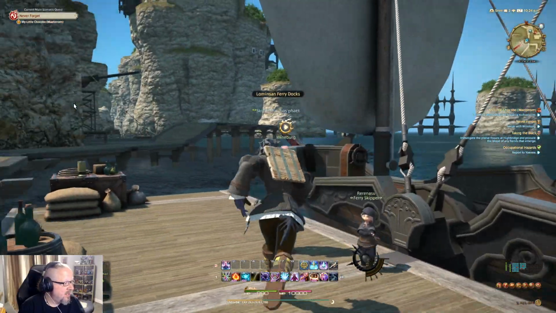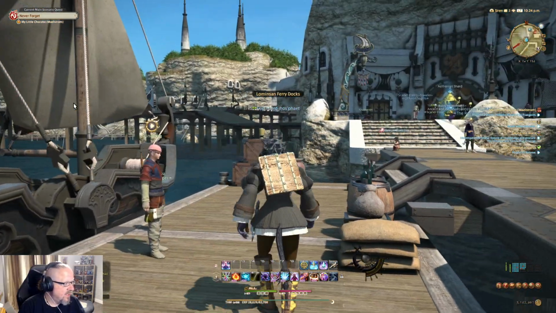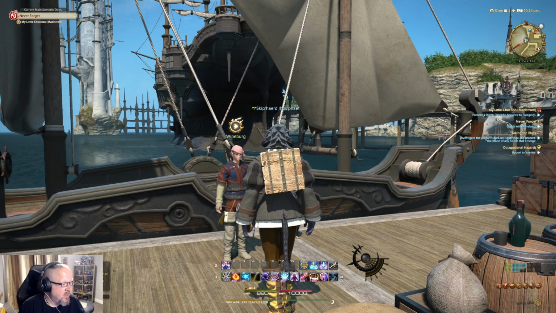Weinberg has pink hair. Nope, that's a bandana. Sorry about your bandana, Weinberg.